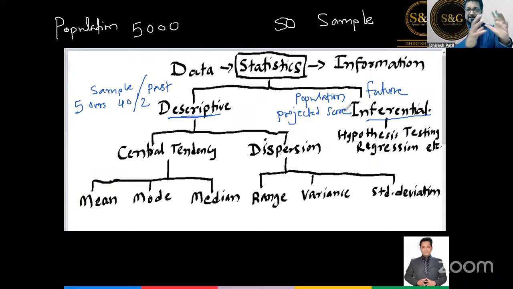Are you clear with descriptive and inferential statistics? Just give me yes in the chat box. Are you clear with this? Simple, it made sense, right? Another example. So I've given you the election exit poll example. I've given you the cricket example.